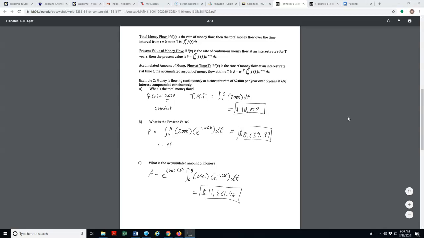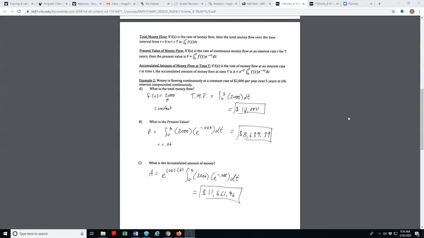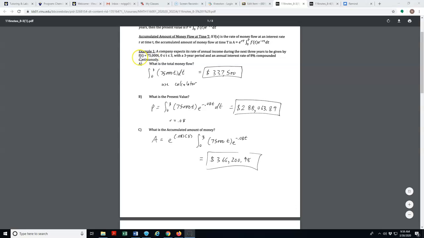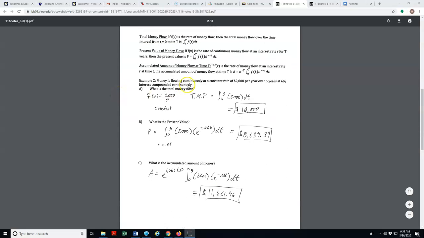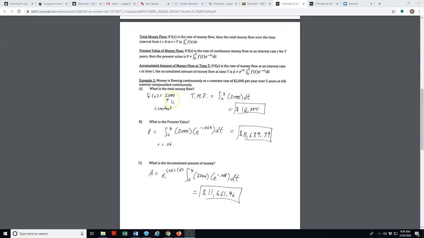All right, let's look at another problem, but now my function is not being given to me quite as explicitly as it was in the previous one. In my previous problem, we were just told there's f of t, so that was pretty clear. Here, though, we are told that money is flowing continuously at a constant rate of 2,000. So since it's constant, that means it's not changing. So my f of t, or f of x, however you want to express it, is just 2,000. There's no variable there. And here we've got 5 years at 6%.